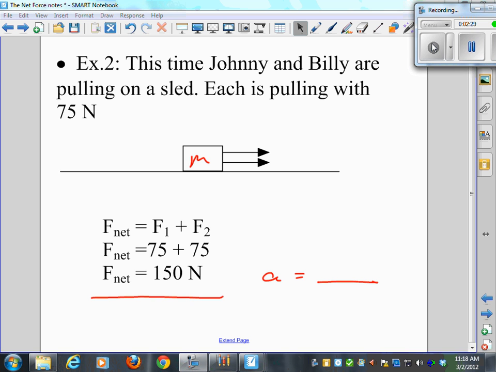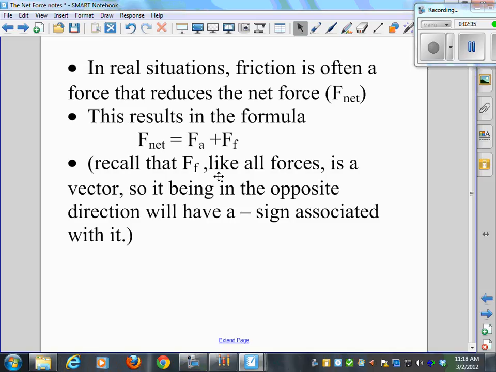Now, usually in real life, we have to deal with friction. In real situations, friction is often a force that reduces the applied force. So we get the formula that you guys have used before: F net is equal to FA plus FF. This is simply F net equals F1 plus F2 plus however many forces there are. It just happens to be, in this case, there's only 2 forces, and they're labeled FA and FF. It's just force 1 plus force 2.